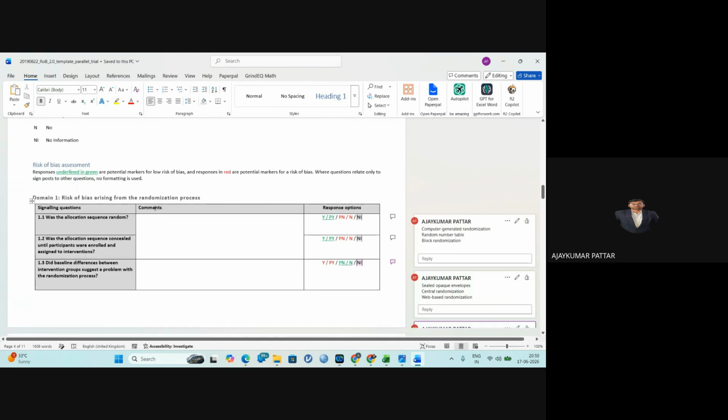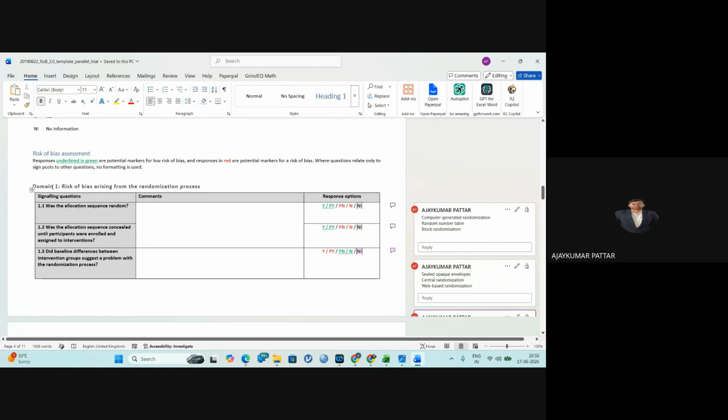So this is about the ROB. The ROB assessment tool is divided into 5 domains. Domain 1 is the risk of bias arising from the randomization process. This Cochrane tool specifically checks the chances where biases may enter the study. So there we are checking for the risk of bias.